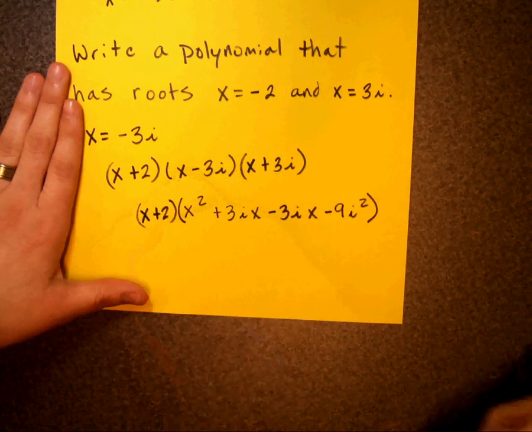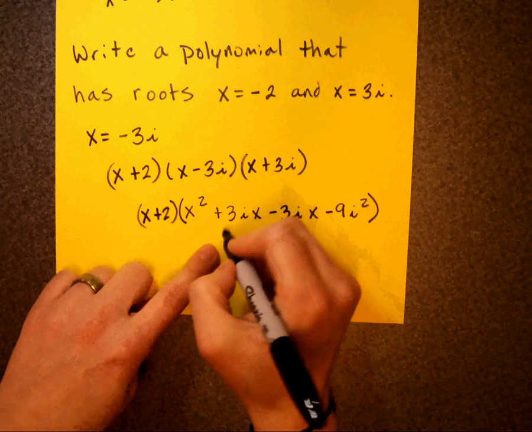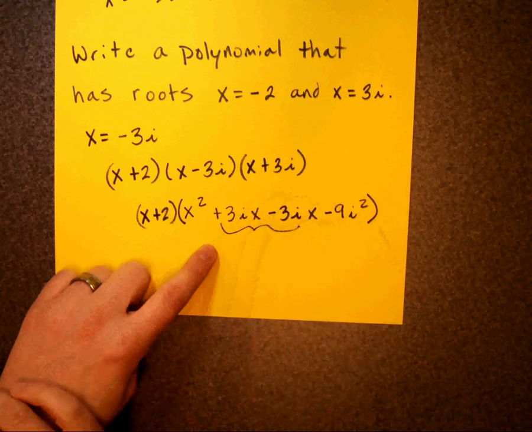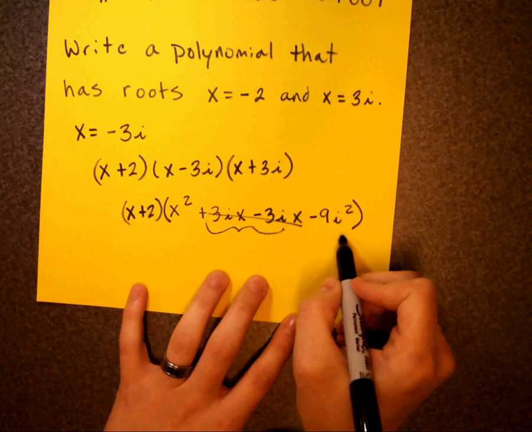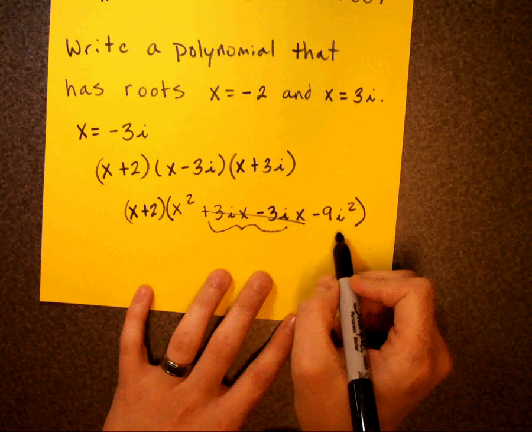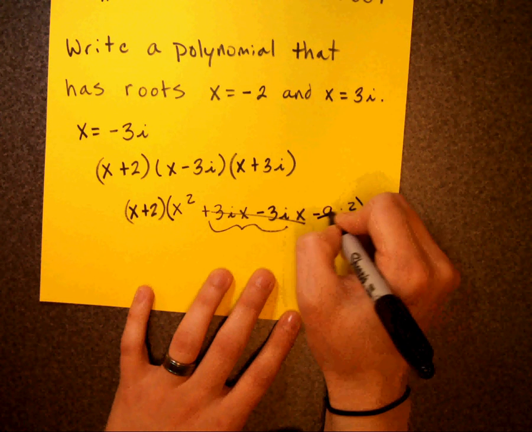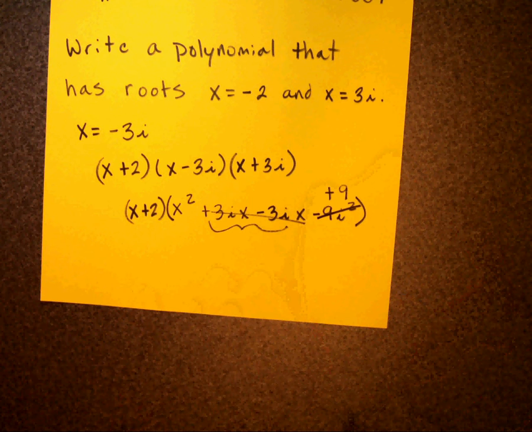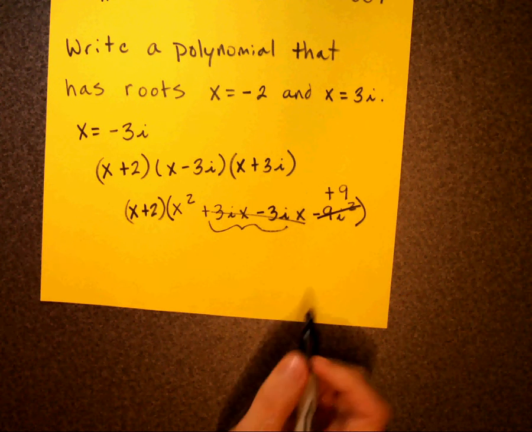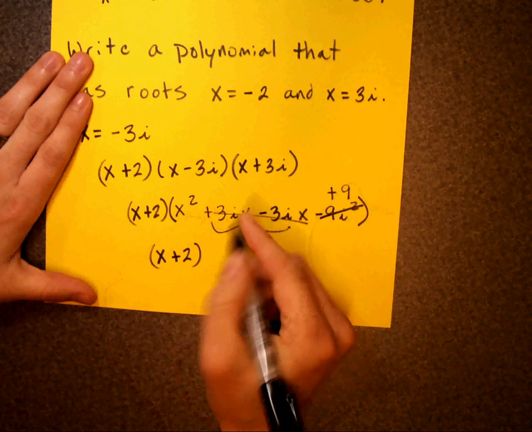Let's do a little cleanup. Notice that my middle terms are going to cancel out. I have a positive and a negative, so those go. And remember, i squared equals what? -1. So -9i squared just gives me +9, right? Just changes that sign because I'm multiplying by -1. So all I'm left with is x plus 2 times x squared plus 9.